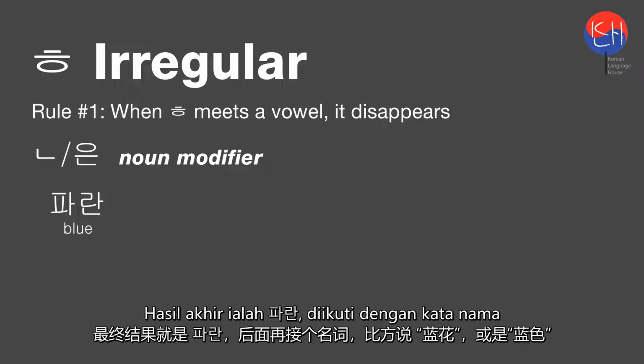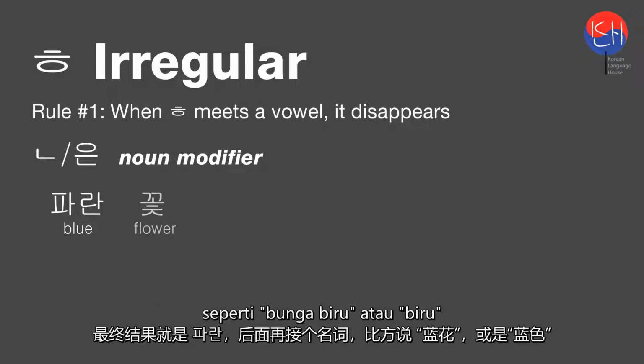This gives us the final product, 파란, which can then be used to describe nouns like 파란 꽃, a blue flower, or 파란색, the color blue.